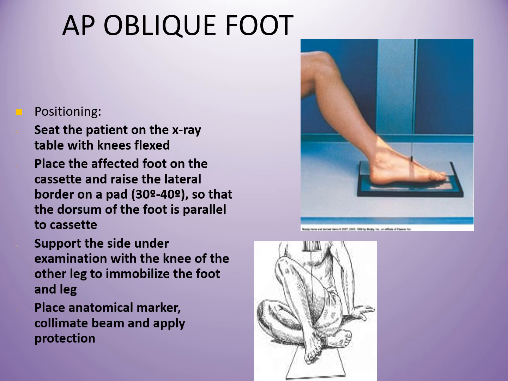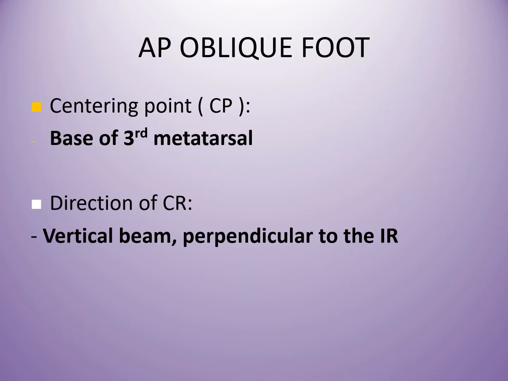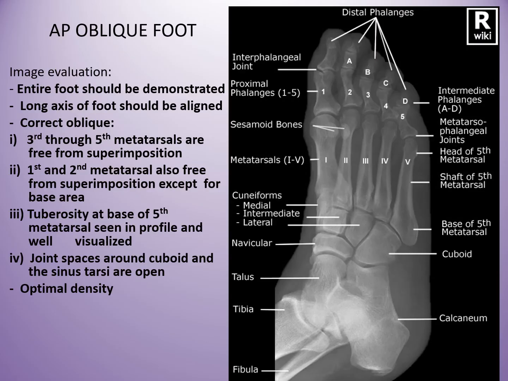Place the affected foot on the cassette and raise the lateral border on a pad so that the dorsum of the foot is parallel to the cassette. You have to slightly oblique the foot to 30 to 45 degrees, like that. There could be some support to the image receptor. The centering point is at the third metatarsal, using a vertical beam perpendicular to the image receptor.